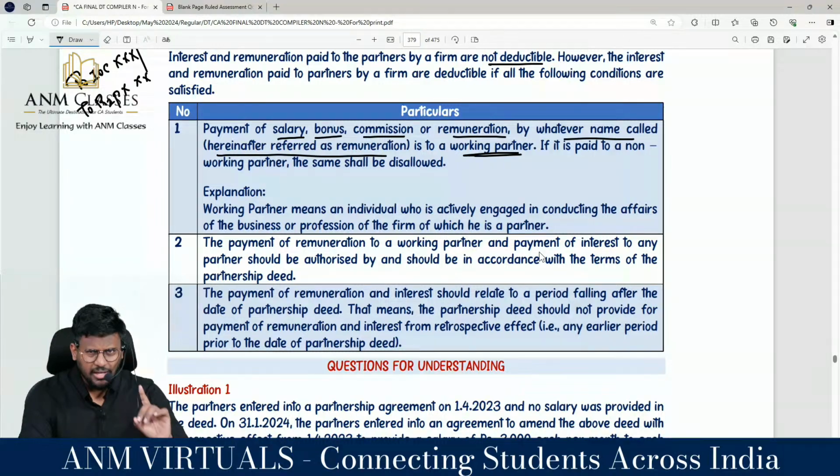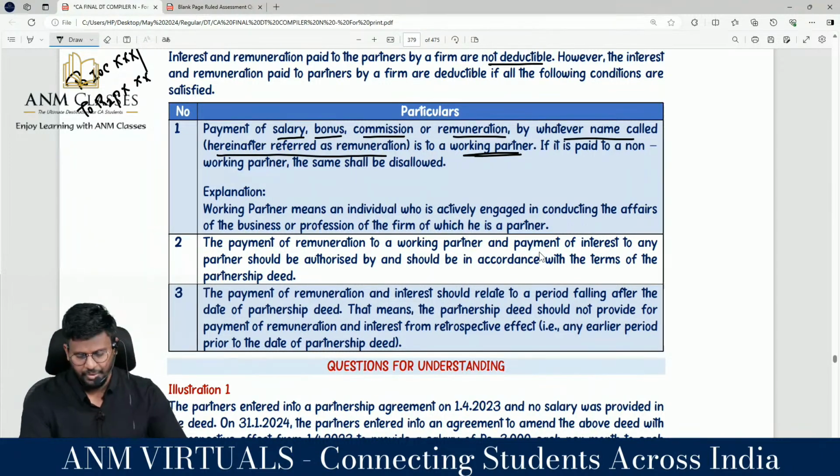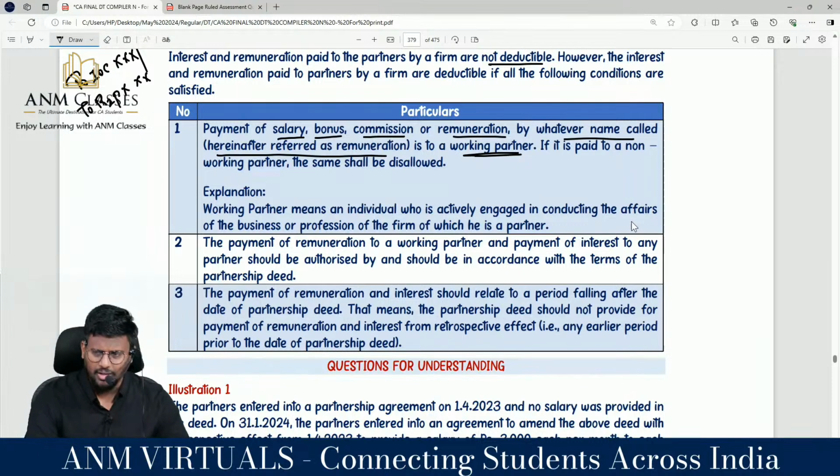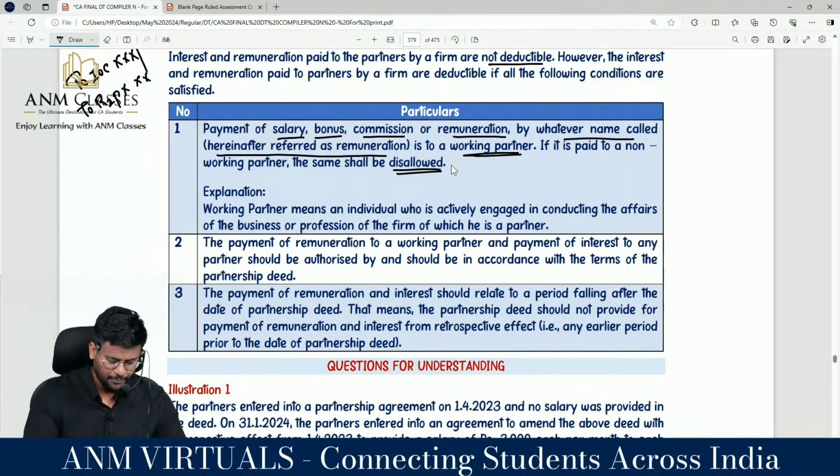That means, are you paying remuneration to the working partner? Then that can be debited to the P&L account. If it is paid to a non-working partner, the same is to be disallowed. So what you have to check is whether the remuneration is paid to a working partner. Then it is allowed as a deduction. If the remuneration is paid to a non-working partner, then it is not allowed as a deduction.